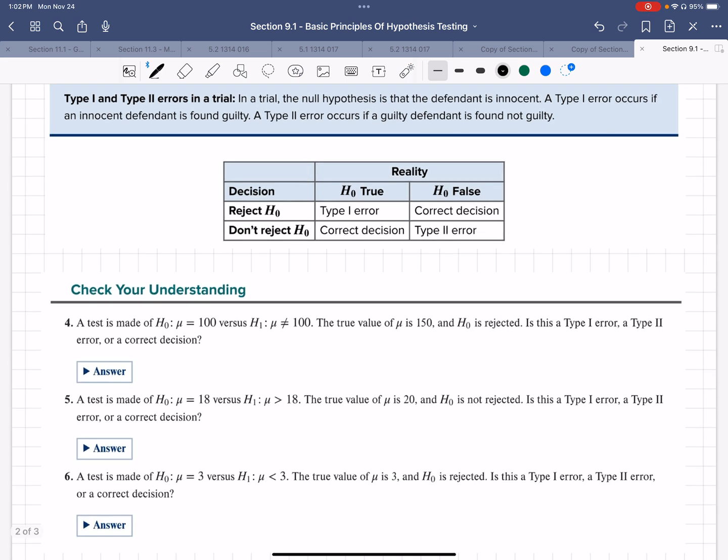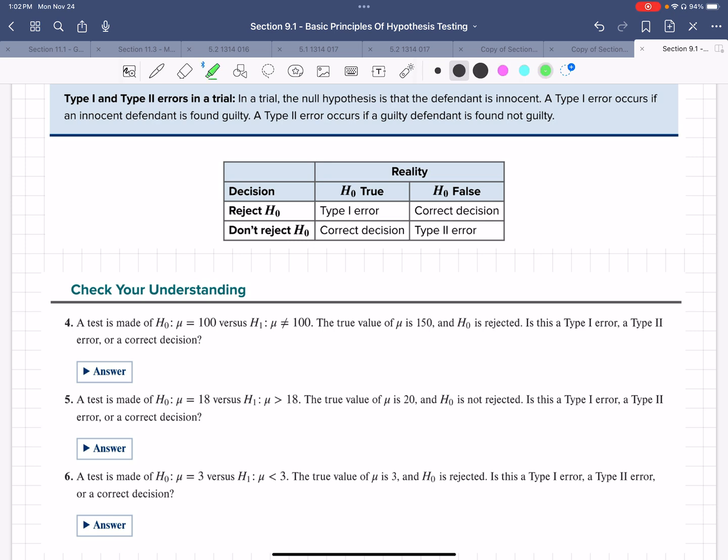So examples 4, 5, and 6 just ask us to determine if these are type 1 or type 2 errors. Number 4 says a test is made of the null hypothesis mu equals 100 versus the alternate hypothesis mu does not equal 100. The true value of mu is 150, and the null is rejected. So the null is rejected and the null is false.